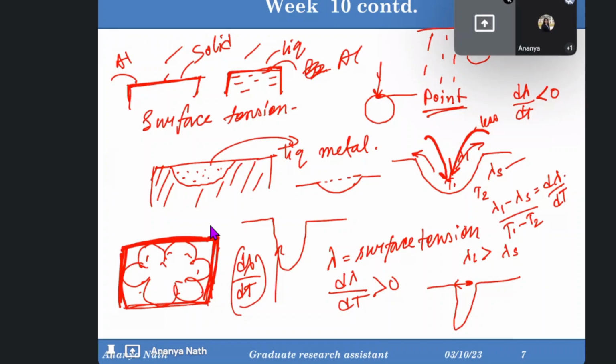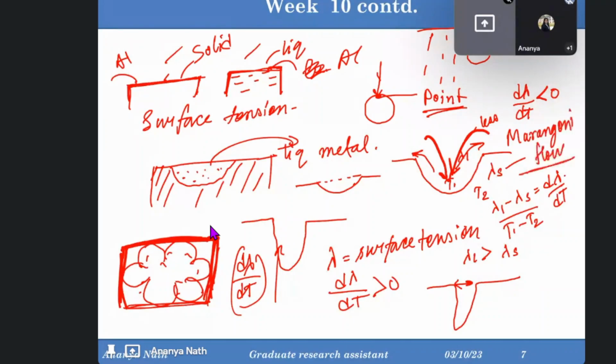If lambda L is more, then it will be deeper penetration. Yes, ma'am. So this magnesium, what is the magnesium doing? This magnesium is changing this d lambda value. So this flow is called Marangoni flow.